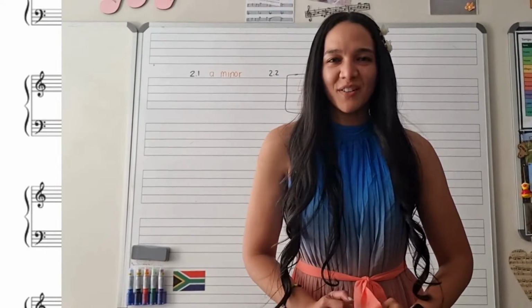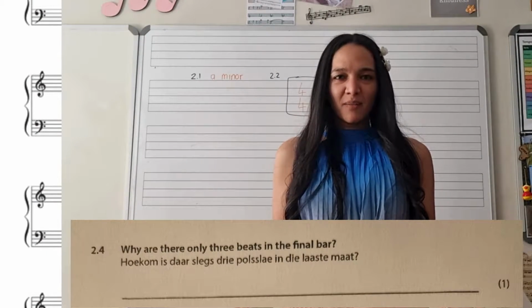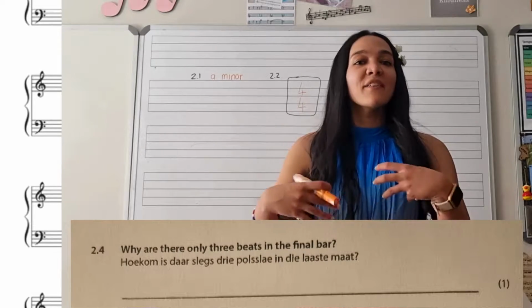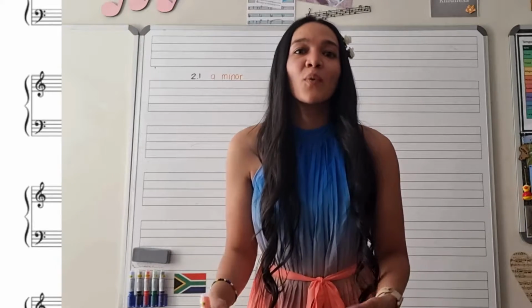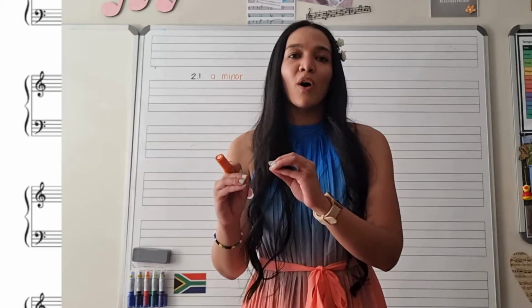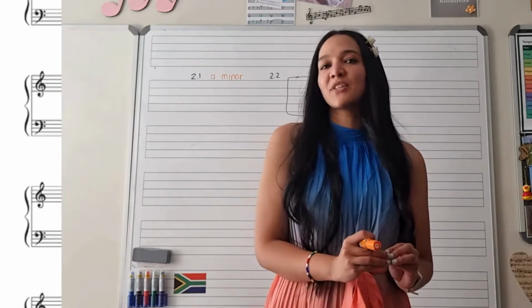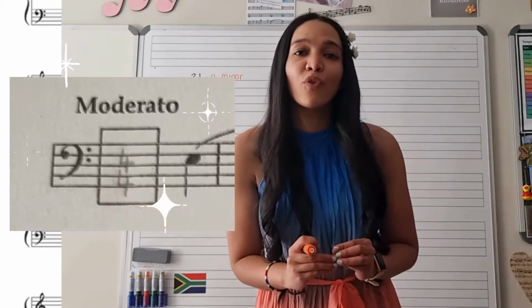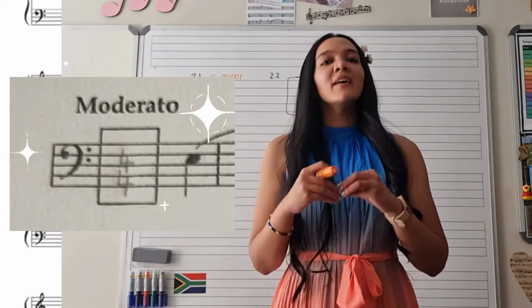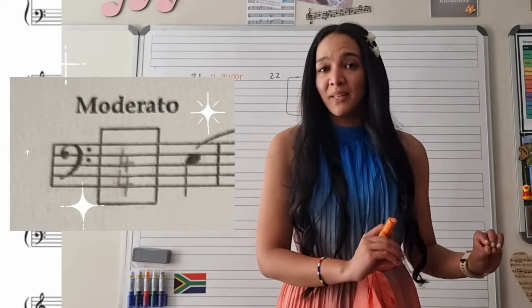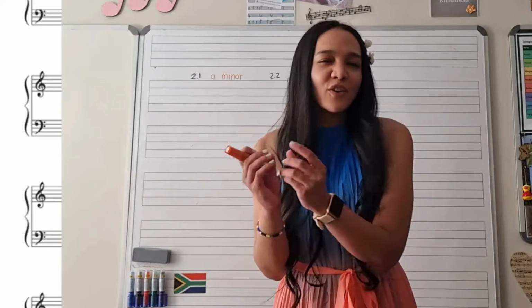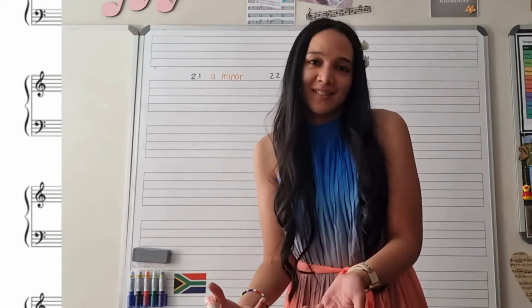Question 2.4 asks of us, why are there only 3 beats in the final bar? And this is because a first bar in any given piece will have to be the first full bar of beats according to the given time signature. So in this extract, we are in 4/4. So our very first bar will be the bar that has 4 full crotchet beats in it. And as you can see, our very first block in this extract does not have 4 beats in it.